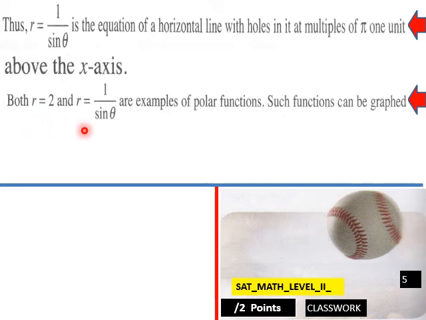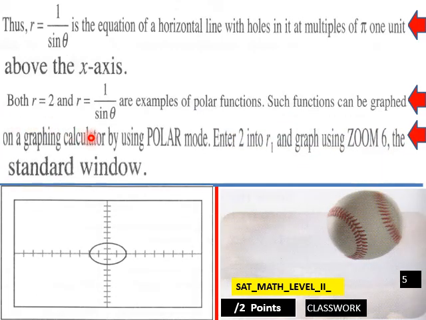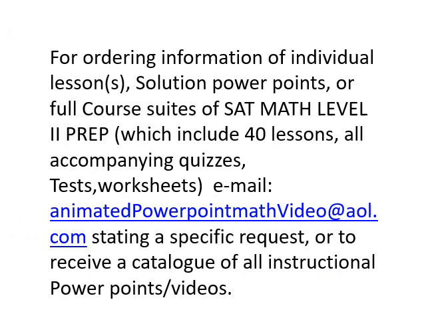Both r equals 2 and r equals 1 over sine theta are examples of polar functions. Such functions can be graphed on a graphing calculator by using polar mode. Enter 2 into r1 and graph using Zoom 6 in the standard window, and then this is what you should have here for r equals 1 over sine theta.